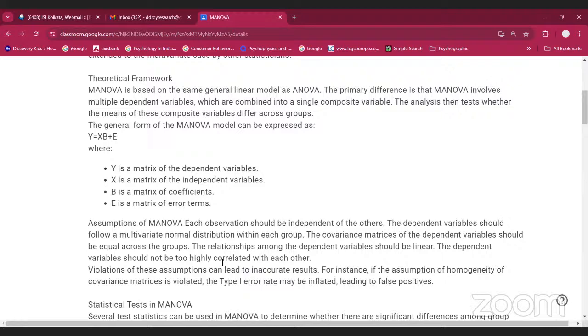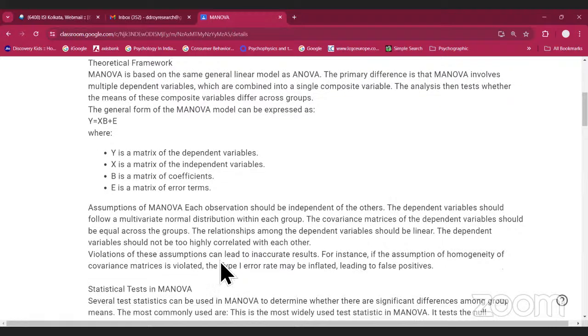This is clear now? Yes, what is type 1 error, sir? Type 1 and type 2 error. There are two types of error. If it is a false positive, then that is the type 1 error. And false negative, that is the type 2 error. So two types of errors are there.